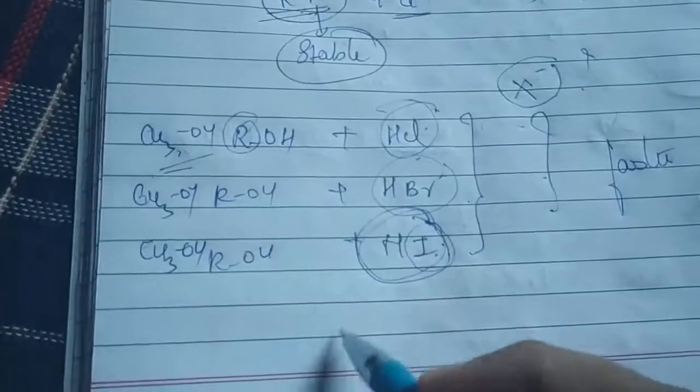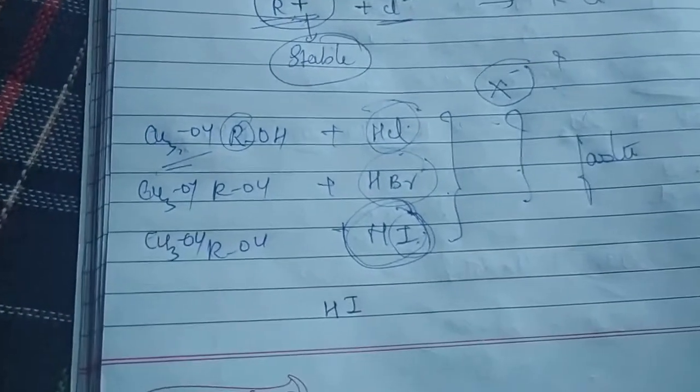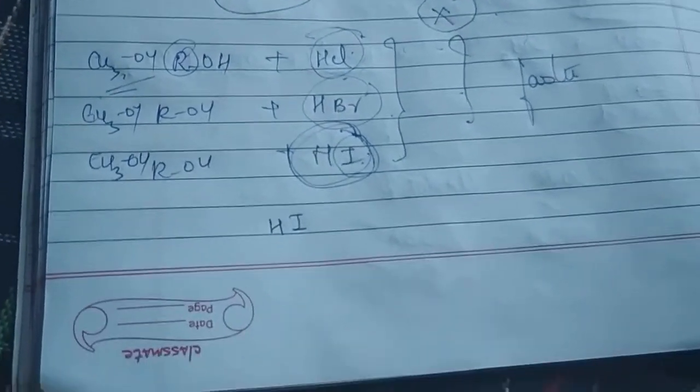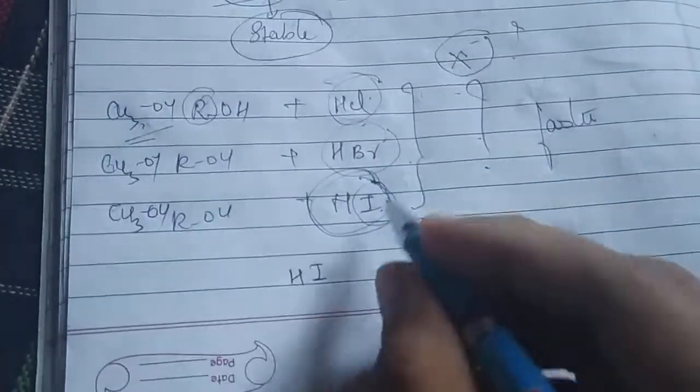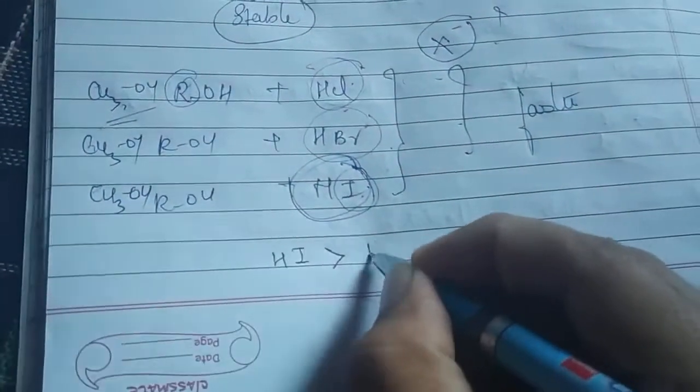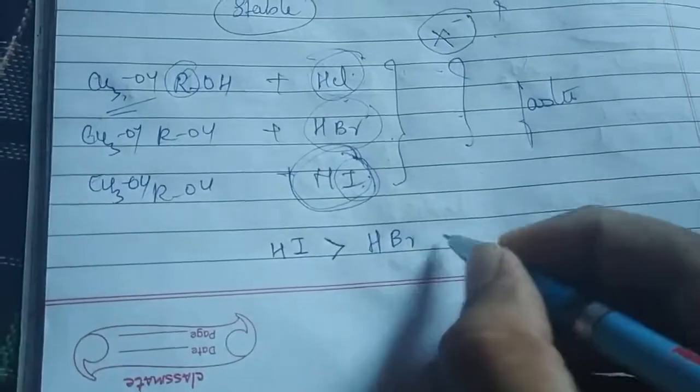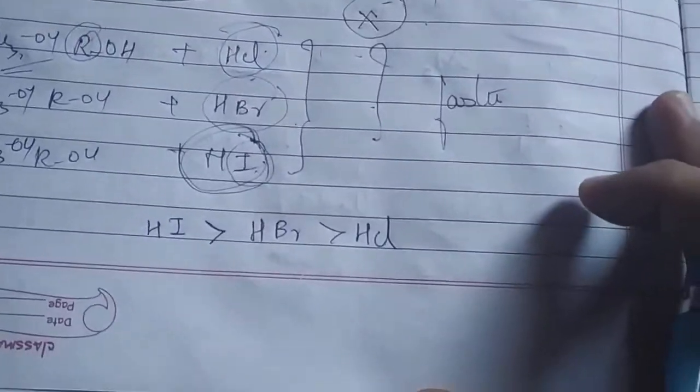So the reactivity will be going in this way. HI will be first, then comes your HBr, and then comes your HCl.